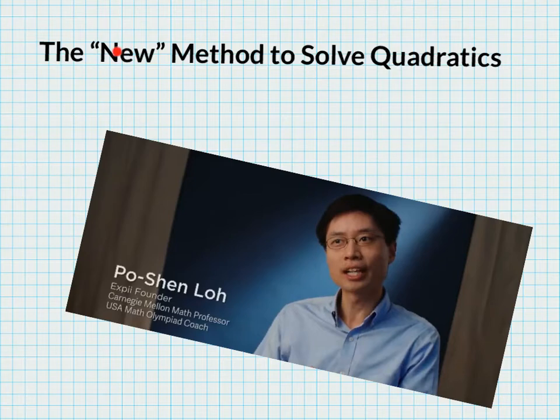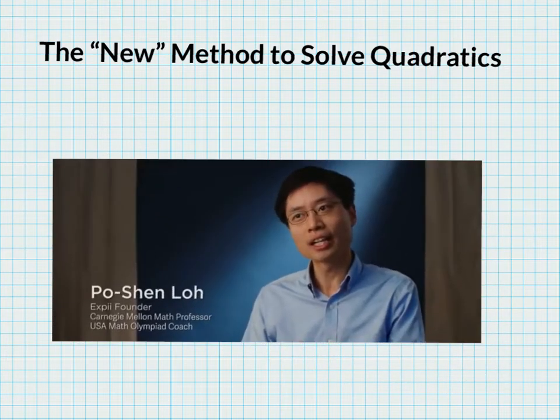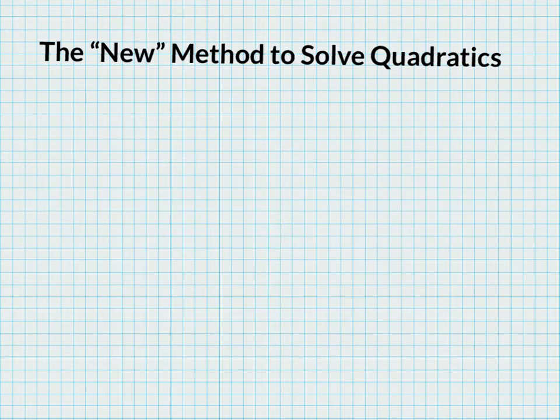Today I want to show you a new or alternate method to solve quadratics. This was recently put out by Po-Shen Loh of Carnegie Mellon fame, and it's a very interesting new method. So let's take a moment to see what we can do. Let's start with one problem that isn't too crazy. So let's first look at how one might solve this by factoring.